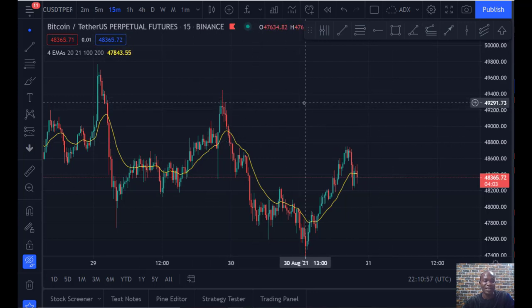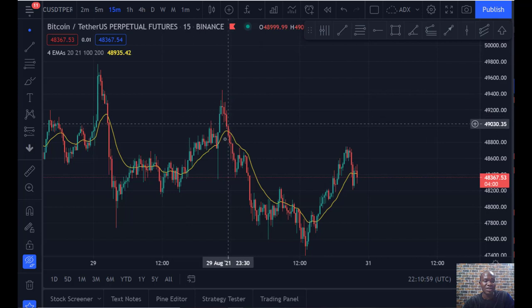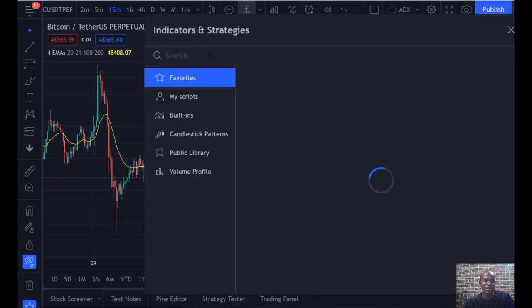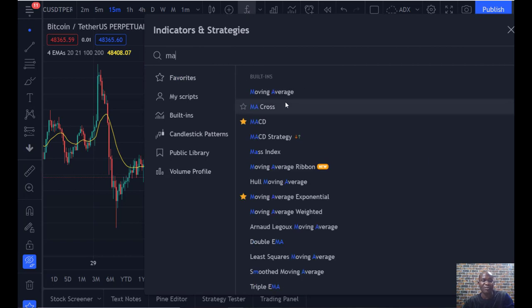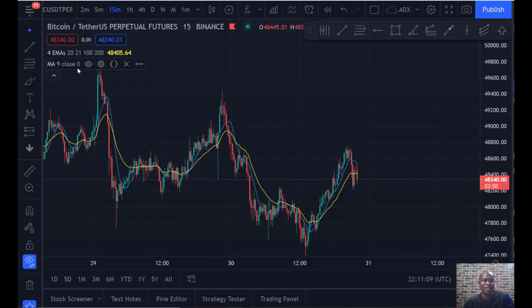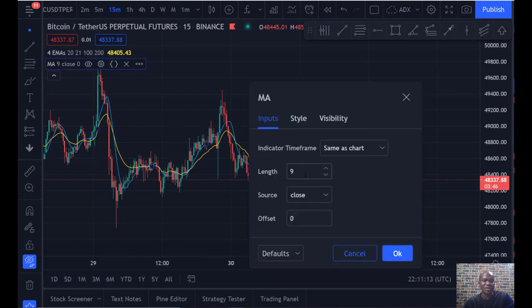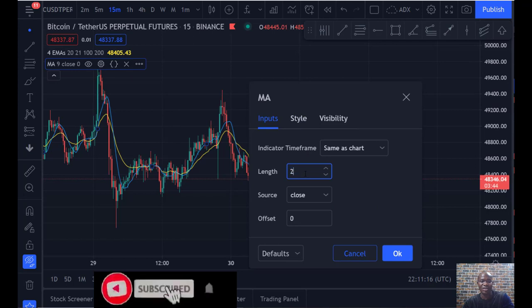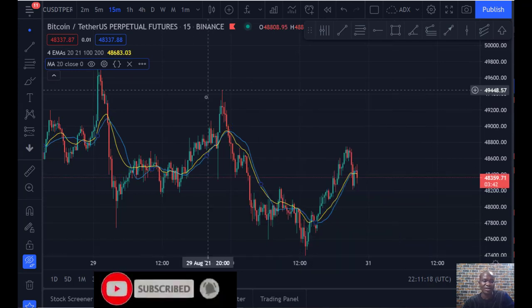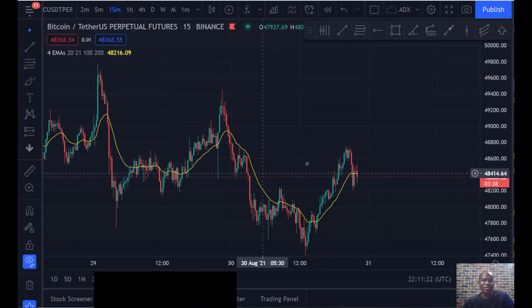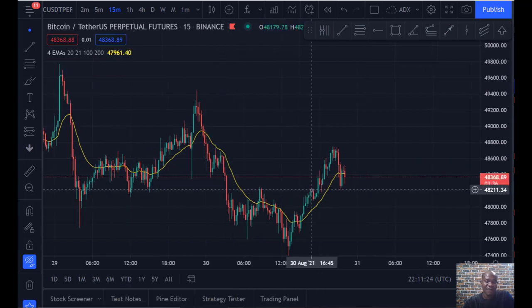The first thing, as I said, is we need to plot in the 20 moving average. I already have my own here. In case you don't know how to bring it out, just click on this FX and type MA, moving average. You put it up, and you can see it here, 9 moving average. You can come here to change it to 20. You change it to 20, and that's it, guys. So I already have my own here. So let me cancel this. So this is our 20 moving average.